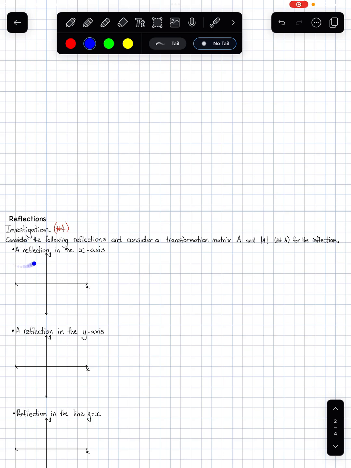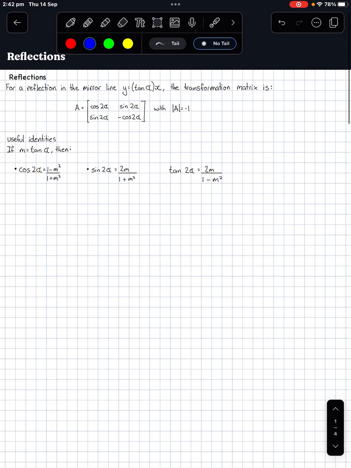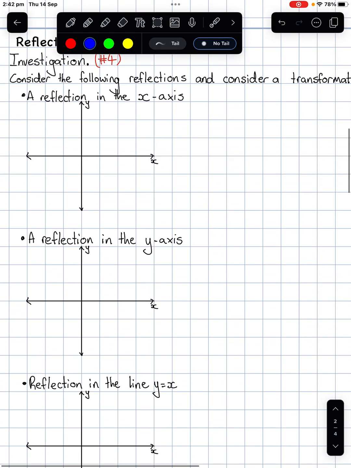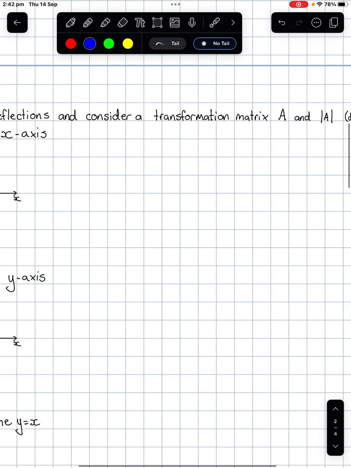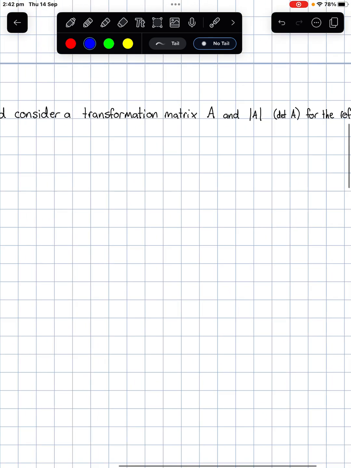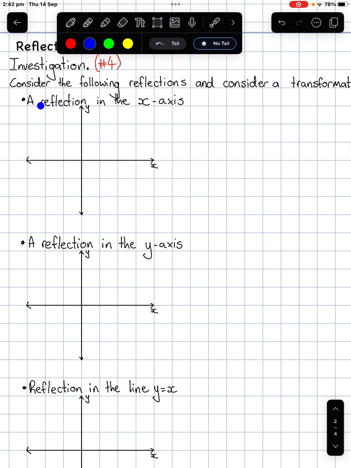All right, moving on to another form of transformation. These are reflections here. So I've jumped straight down to the investigation. In the investigation, it says, consider the reflections and consider a transformation matrix A and the determinant of A for the reflection. The first one says a reflection in the x-axis.